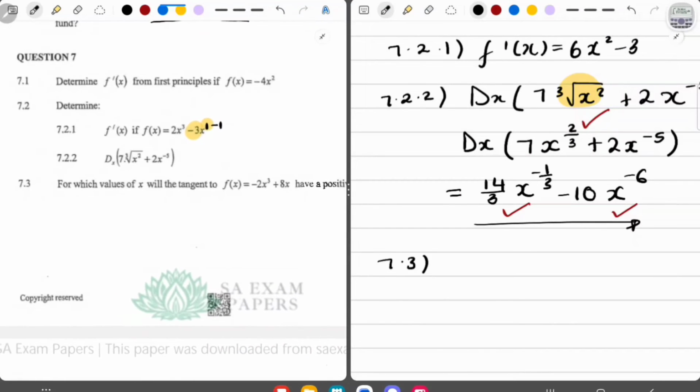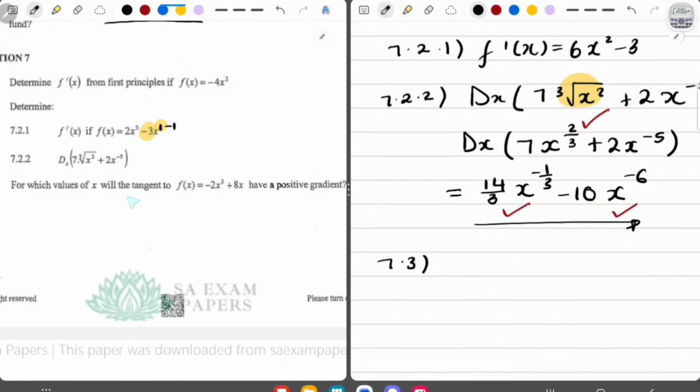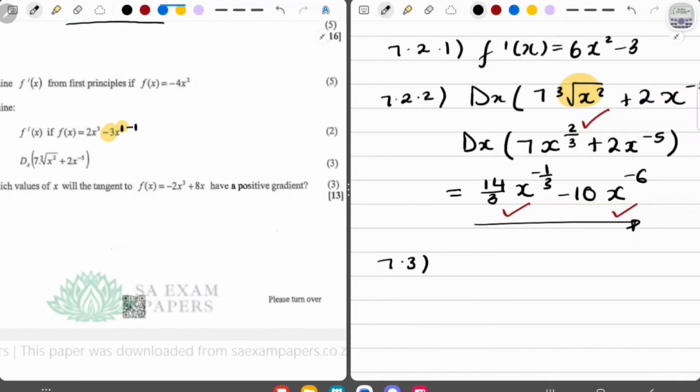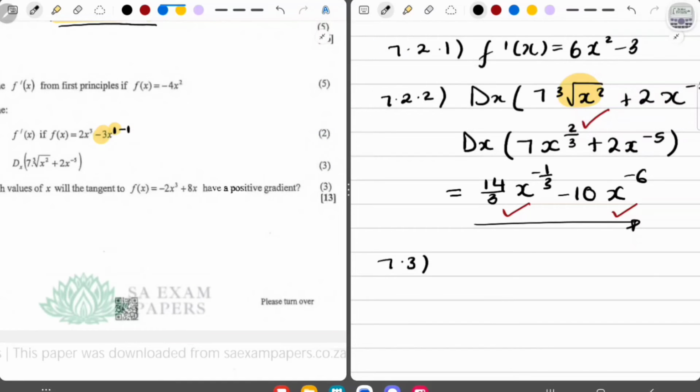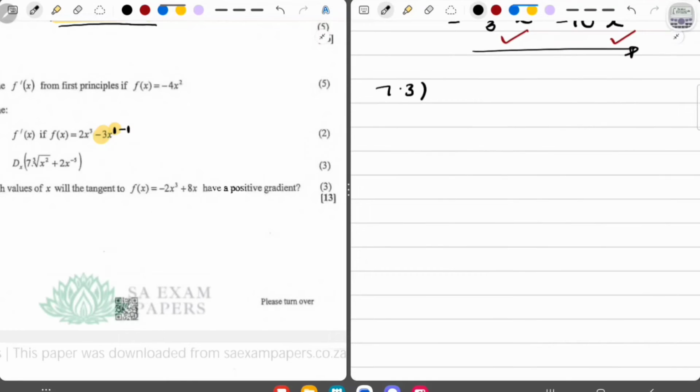Okay, so the next question, 7.3, says, for which values of x will the tangent to f of x equal to this have a positive gradient. Okay, so first of all, let's look at the type of graph that we have. We have f of x is equal to negative 2x cubed plus 8x. So first of all, we can already see that this is a cubic function. And do you see that the a value, that coefficient of x cubed, is negative? When your a value is negative in a cubic function, your graph is going to look like this. It's really like a capital letter N, but backwards.